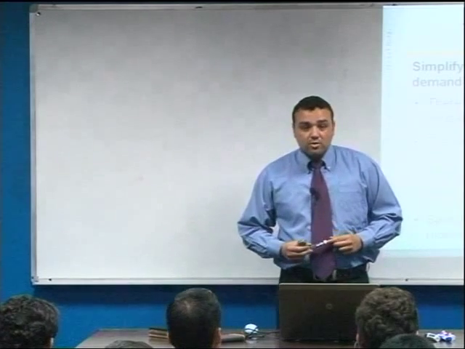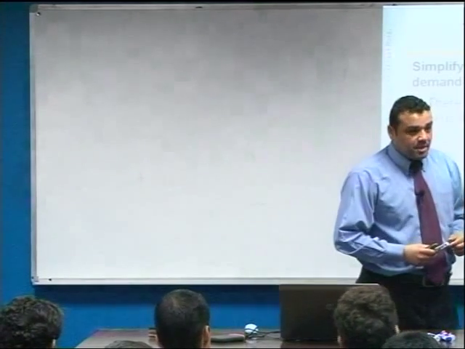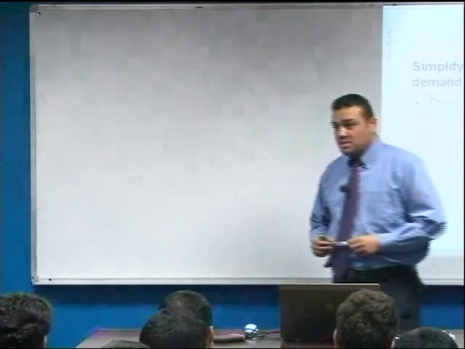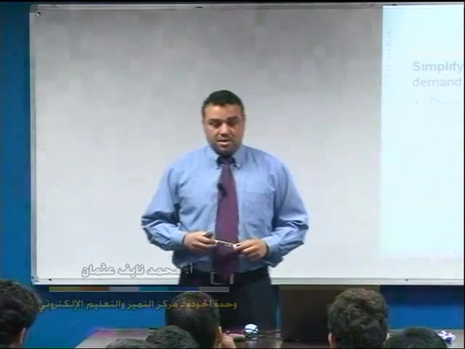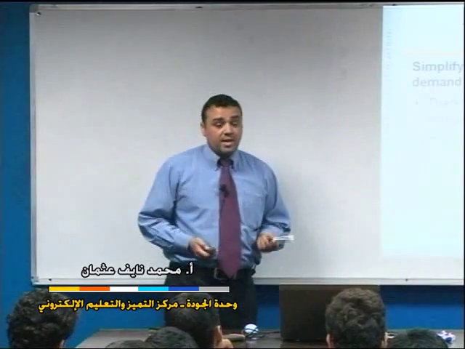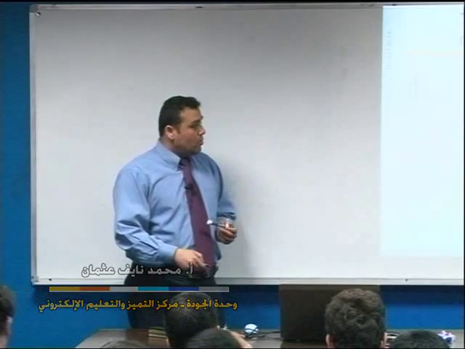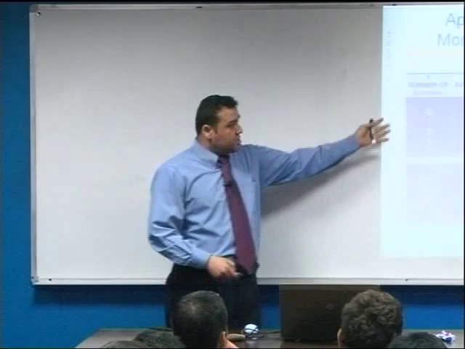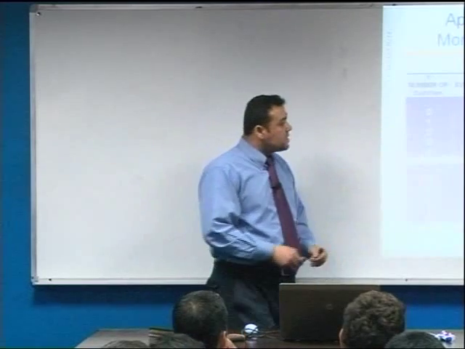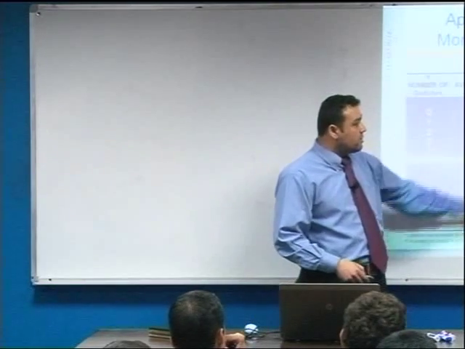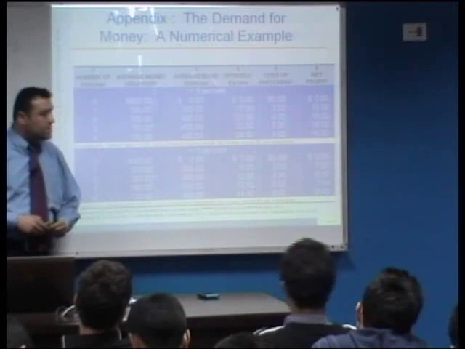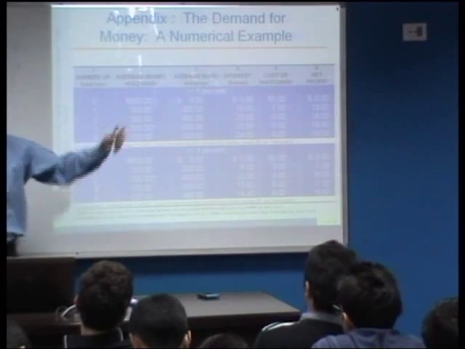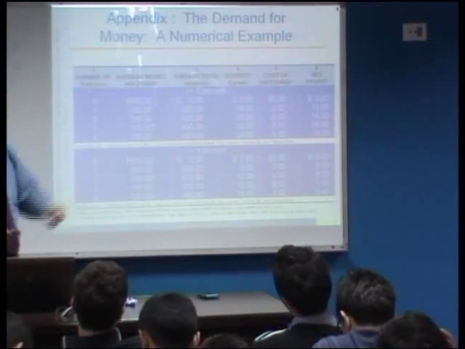Today, inshallah, we are going to complete Chapter 7: the money demand, the equilibrium interest rate, and the monetary policy. As you know, in the last class we discussed the following table, which includes the number of switches, the average money holding, the average bond holding, interest earned, the cost of switches, and the last column is the net profits.